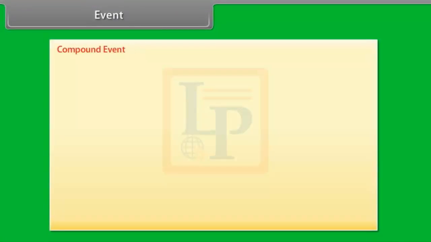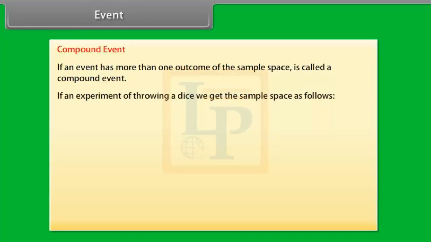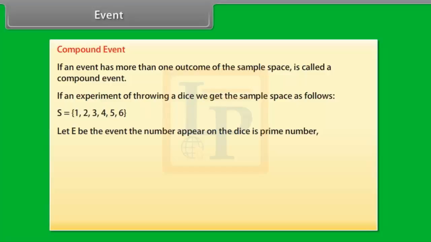Compound event. If an event has more than one outcome of the sample space, it is called a compound event. To understand it, let's take an example. In an experiment of throwing a dice, we get the sample space as follows. S is equal to {1, 2, 3, 4, 5, 6}. Let E be the event the number that appears on the dice is a prime number. Thus the event E is equal to {2, 3, 5}. It is a compound event.